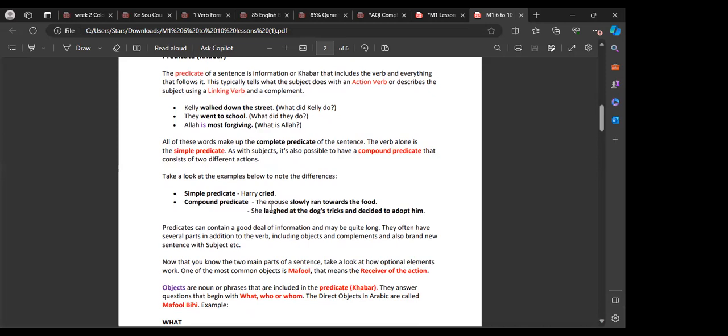So now that you know the two main parts of a sentence, take a look at how optional elements work. Harry cried here is a complete sentence. You don't need anything else. To have a complete sentence, all of the elements in this example are present, and it's not a part of speech or half a sentence. It's a complete sentence. Harry cried.